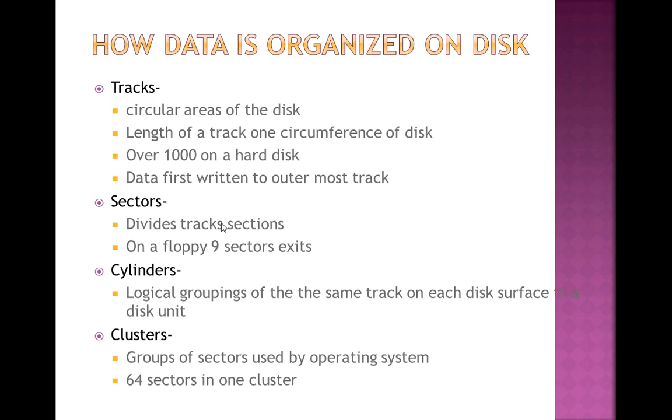Then how data is organized on the disk, that is, how data is stored on the disk. First of all, there are tracks, then sectors, then cylinders, then clusters. The first one is your tracks, that is, the circular areas of the disk. Whenever we see the concentric rings, those are known as tracks. The length of a track is one circumference of the disk, over 1000 on a hard disk.